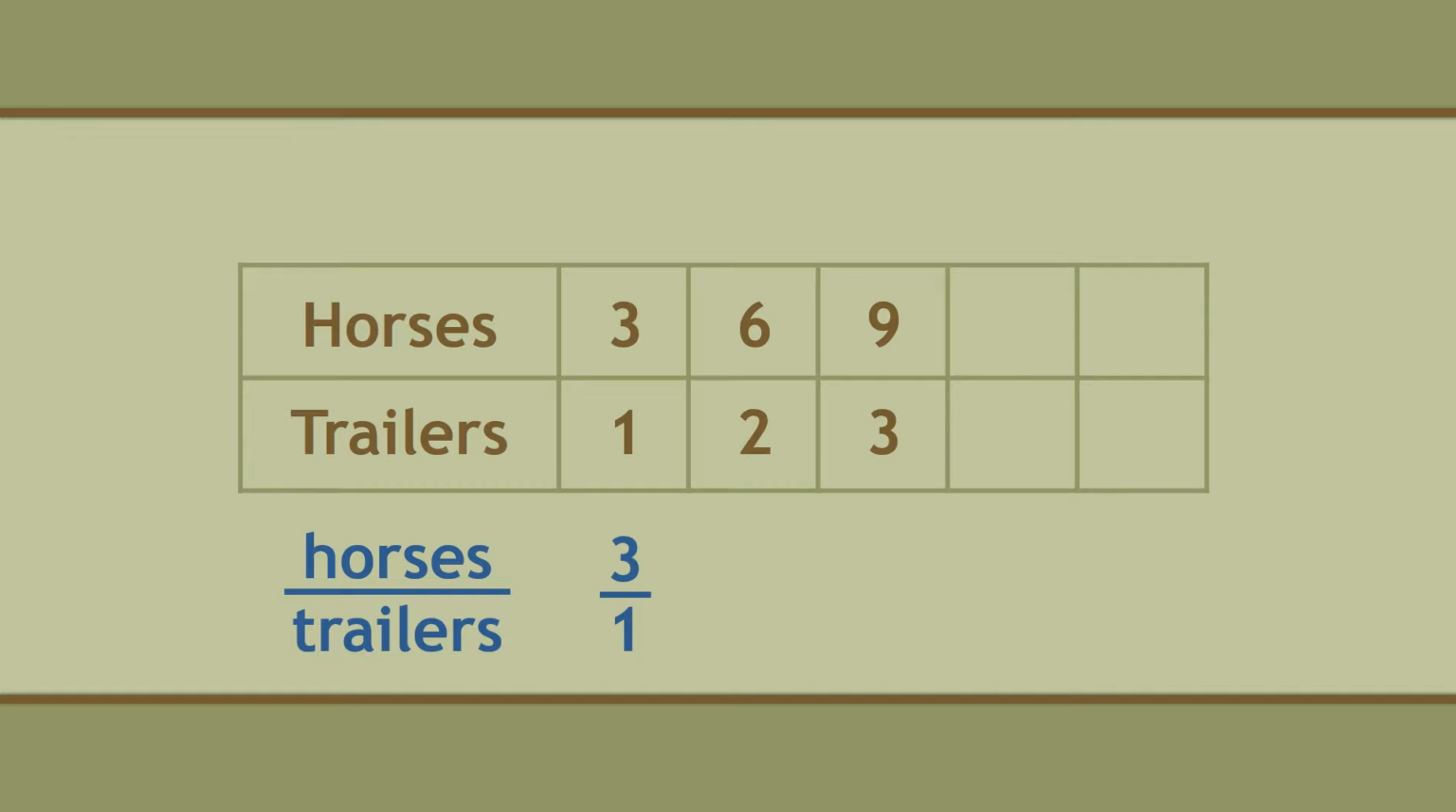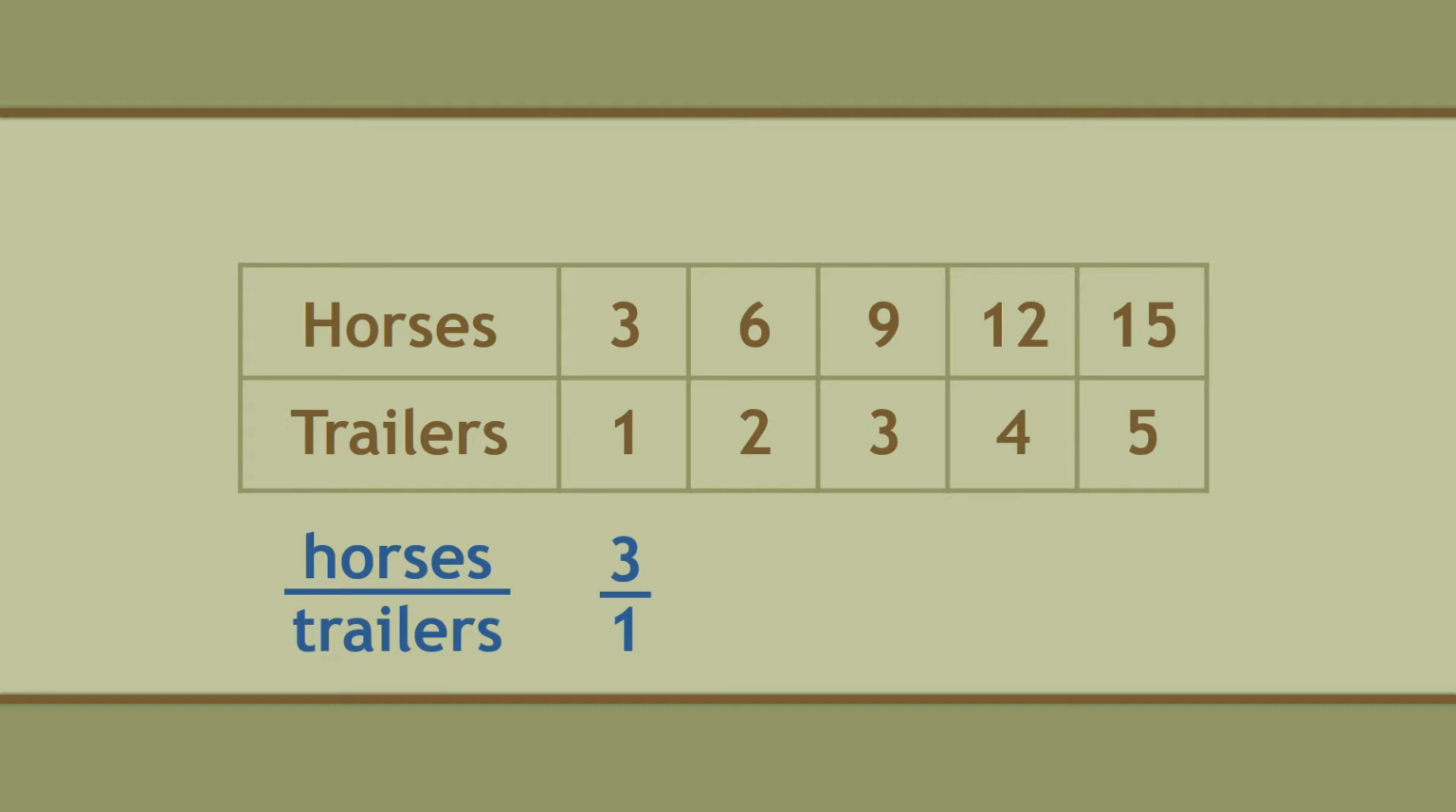What if we tripled our amount of trailers, and we have 3 trailers now? Then we would triple our amount of horses, which would be 9 horses, okay? What if we quadrupled our number of trailers? Quadruple our horses would be 12. Okay, and finally, if we had 5 trailers, then we would have 15 horses.